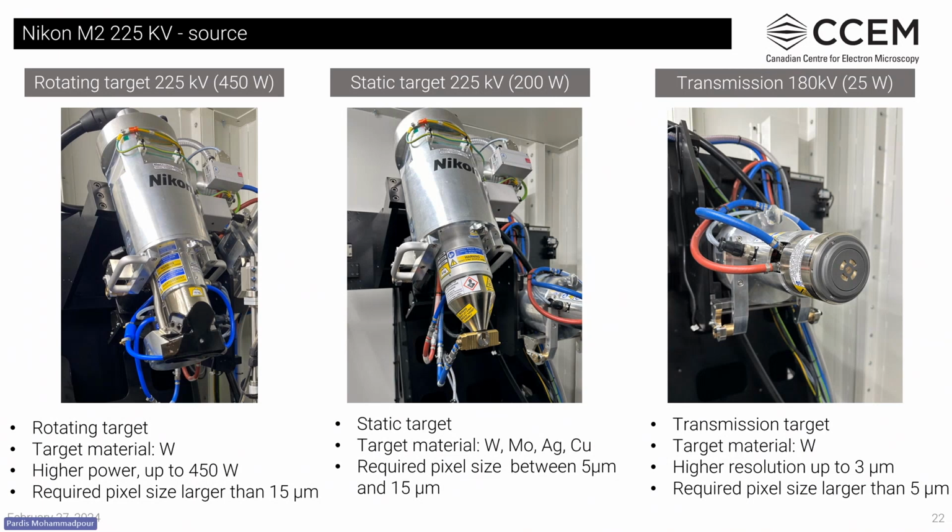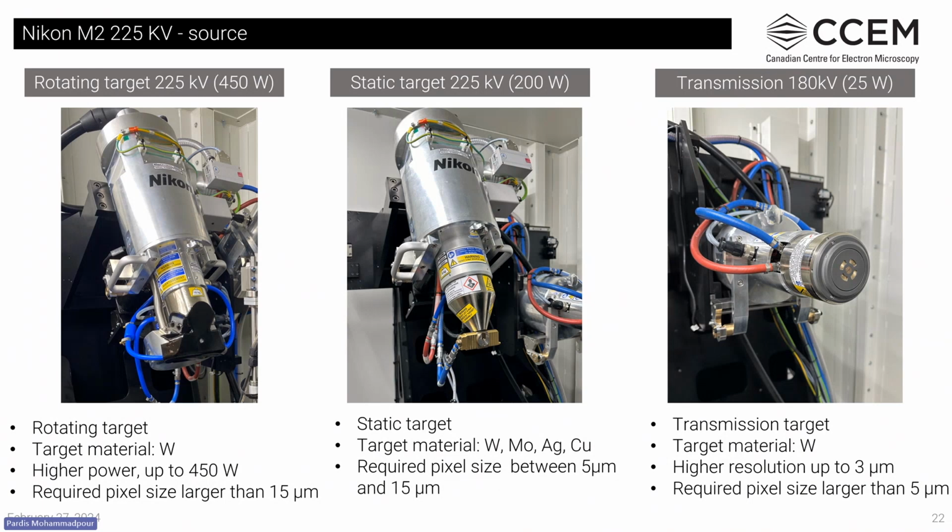In the static target, the metal target is static, which limits the power. The maximum voltage in this source is also 225 kV. There are four different metal targets implemented in the static target source: tungsten, molybdenum, silver, and copper. Different target materials produce different X-ray energy spectra, as discussed in the previous slides, making them suitable for specific applications. A static target can be used for samples that require a pixel size between 5 and 15 microns.